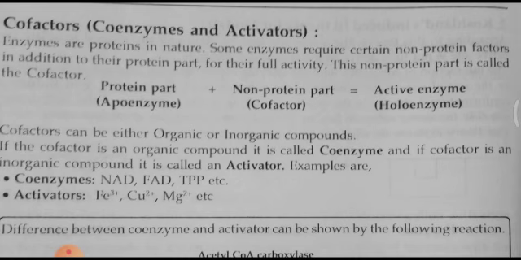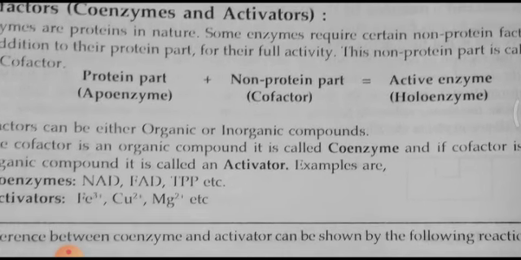So enzymes contain a protein part plus a non-protein part, then you will get an active enzyme. Even though it is a protein part, by itself it will not be able to perform the reaction. It requires some non-protein part. You can see in the illustration, the second one, they require a certain non-protein part. It is called cofactor. The protein part is called apoenzyme. Both combined, then only will you have an active enzyme which can perform the reaction, which is called holoenzyme.